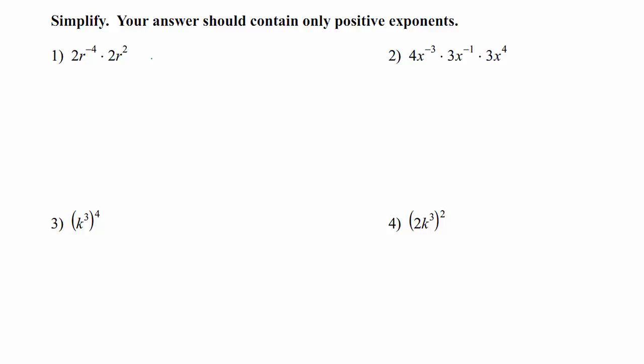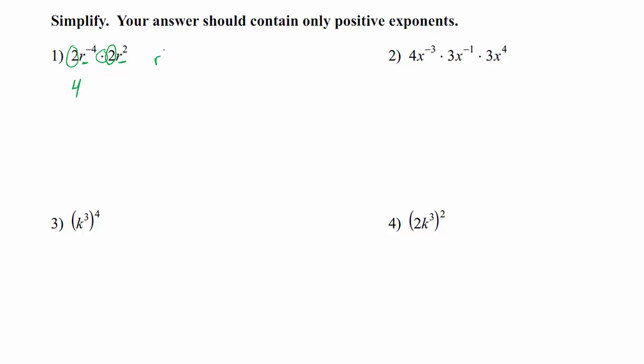So we're given things that have more than one number, have more than one variable, or a variable that appears more than once, and we're being asked to simplify, which implies that at the end of this we want only one number and then only one of each letter. So on number 1, we treat these differently, this 2 in front and this 2 in front. Then we treat the r to the negative fourth and the r squared. These 2's in front, we're multiplying together. 2 times 2 gives us 4.